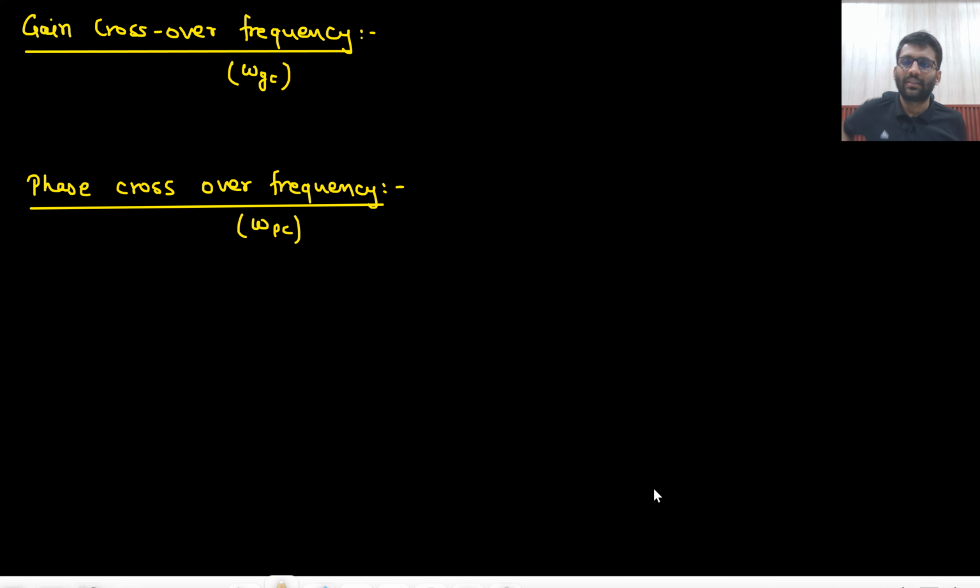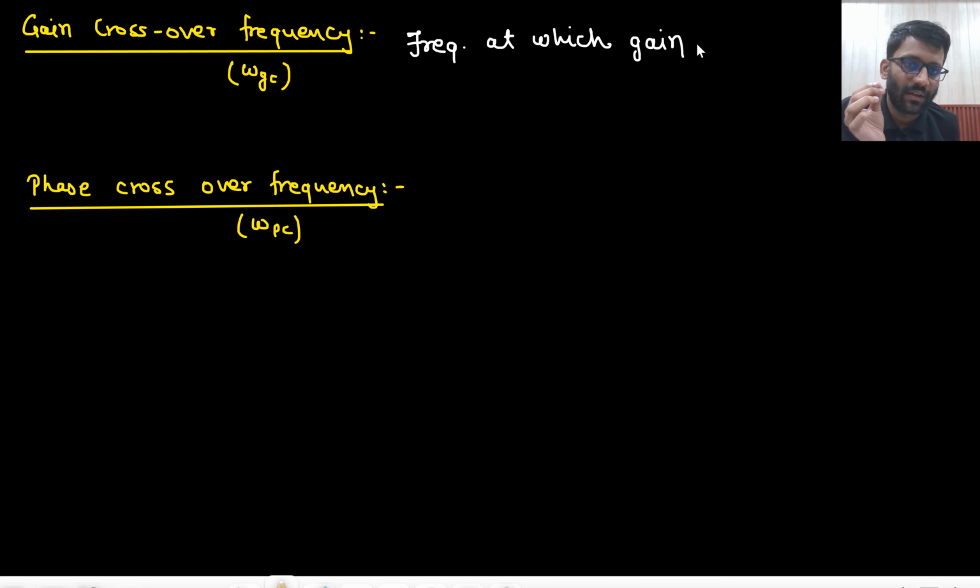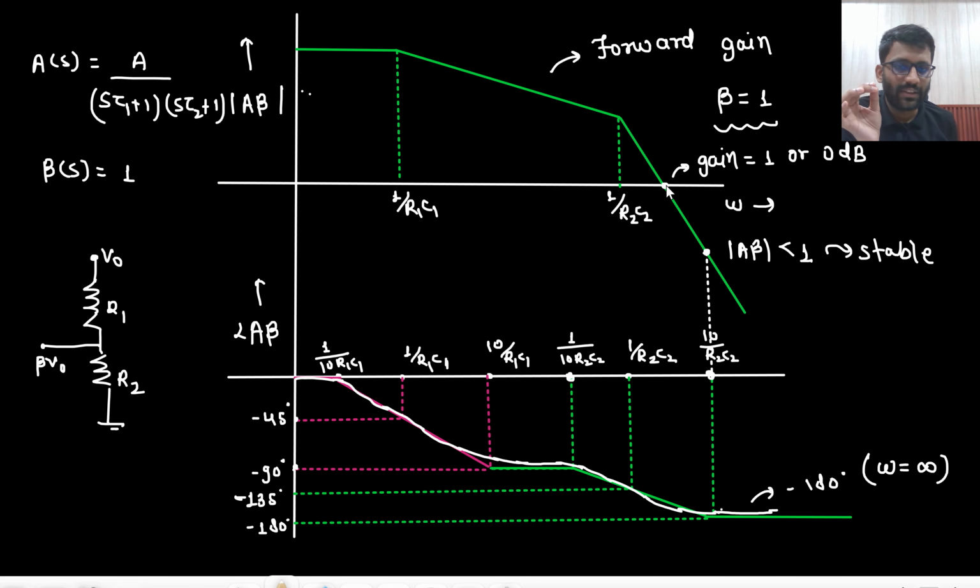Okay, so let's see two terms. These terms are used sometimes. Gain crossover frequency. What do you mean by gain crossover frequency? The frequency at which gain is equal to 1 or 0 dB. So this is your omega gc.